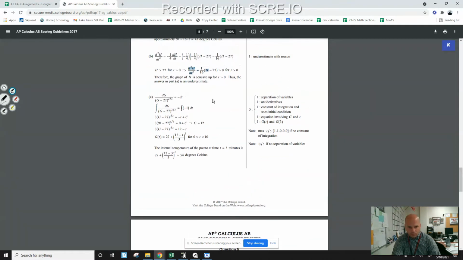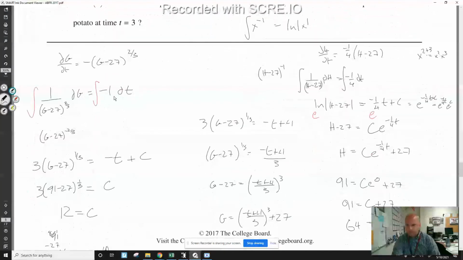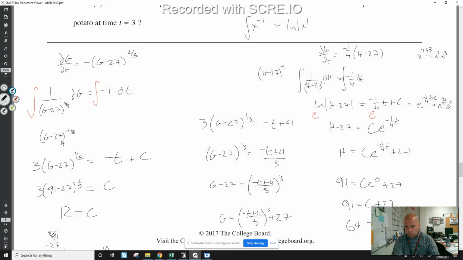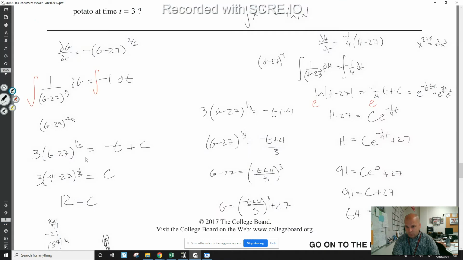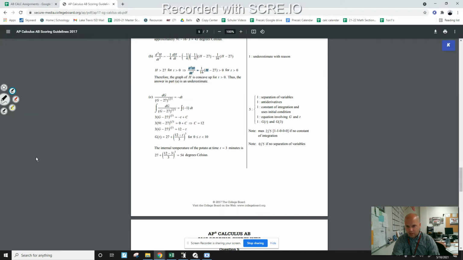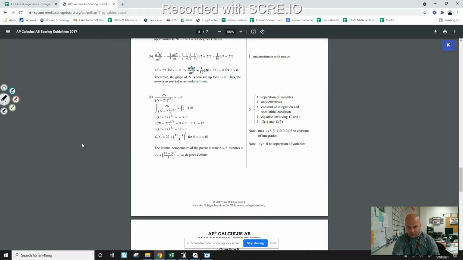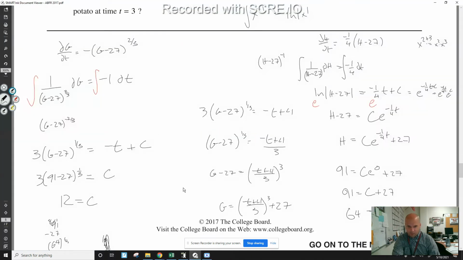Now, 5 points. Ready? Separating our variables, 1 point. Antiderivatives was worth 1 point because the antiderivative on the right side is easy. Look, they left the negative 1/4 over here just like I did. They got the negative t plus c. They got 3 times g minus 27 to the 1/3. They found c was 12, just like I did earlier. They then solved. They didn't keep the fraction.